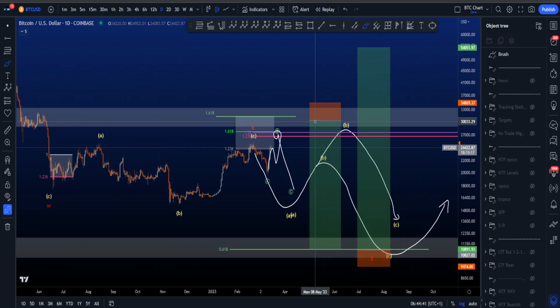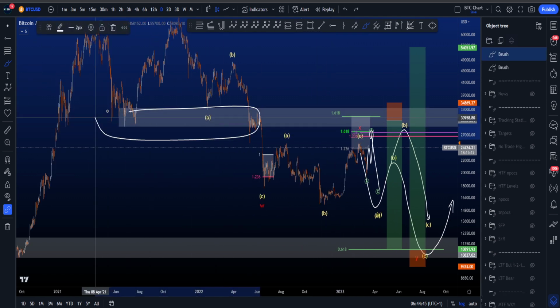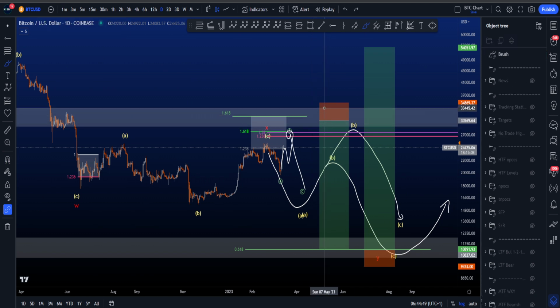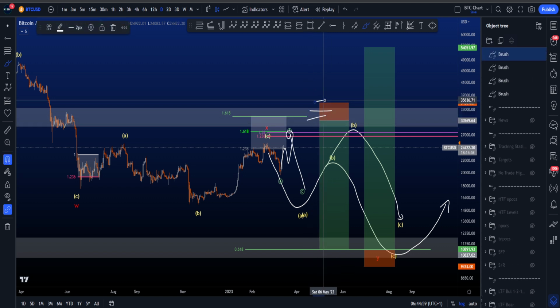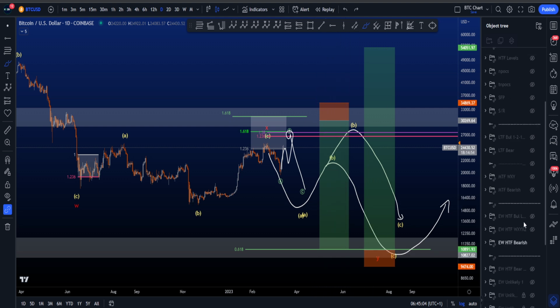Potential short setup is laddering inside this target area, which was support in the past, now turning resistance, which basically is about the same area as the other bearish scenario, between like 34k, here is 33k and 28k. Laddering the shorts, looking for a good stop loss area and trading it to the downside.